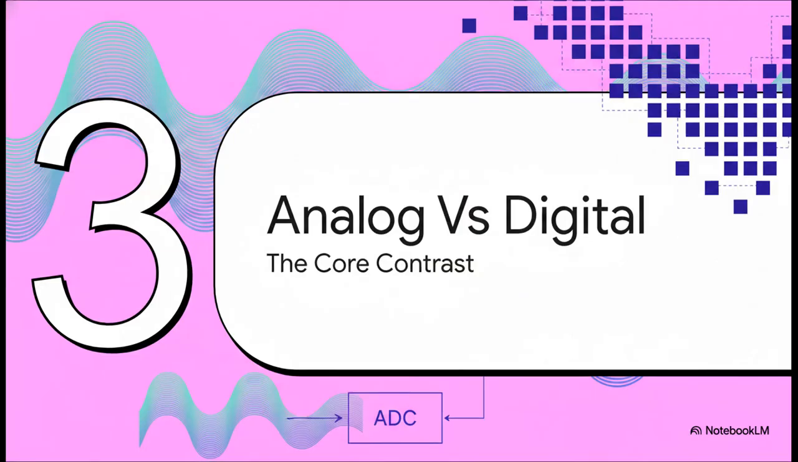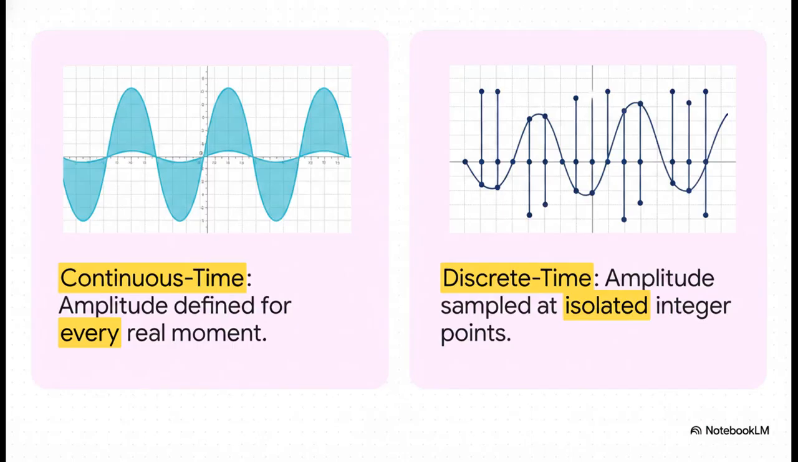Section 3. Analog versus digital signals. This is the core contrast. There is a really stark mathematical contrast between these two worlds. A continuous time signal, which is what actually exists in nature, defines an amplitude value for every single real-valued moment of time. It's infinitely smooth. A discrete time signal, on the flip side, only defines amplitude at specific, isolated, equally spaced integer points. So it's a collection of snapshots, rather than a continuous flowing movie.